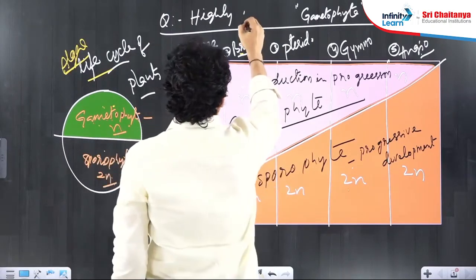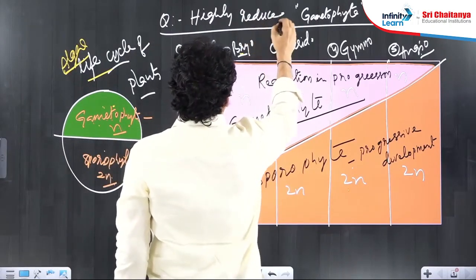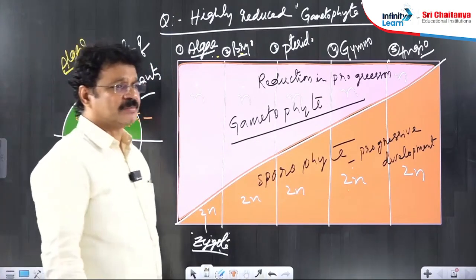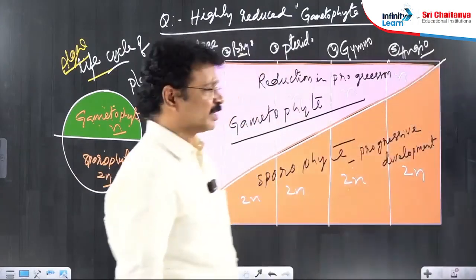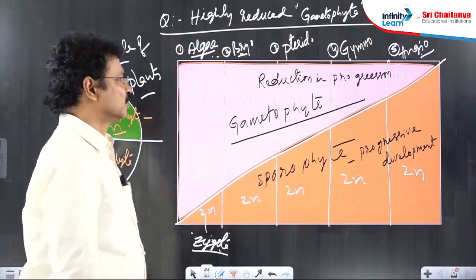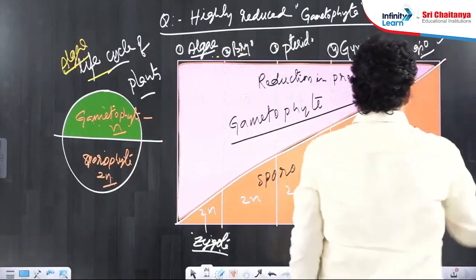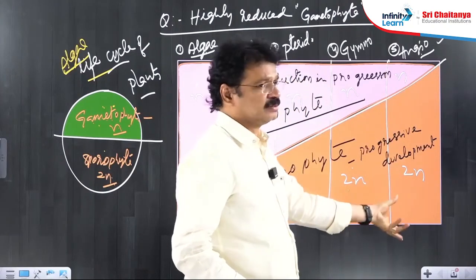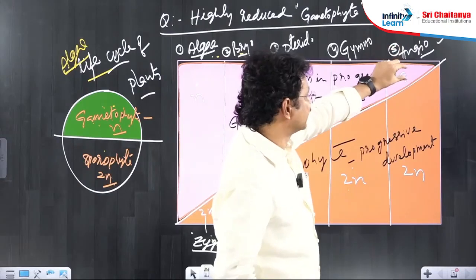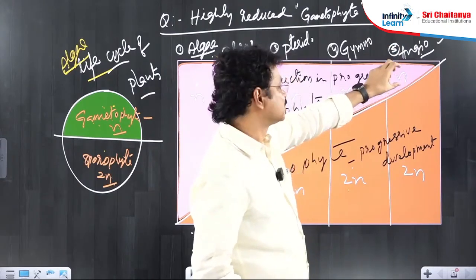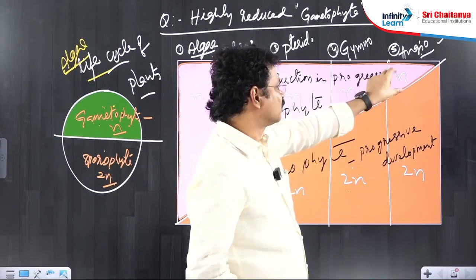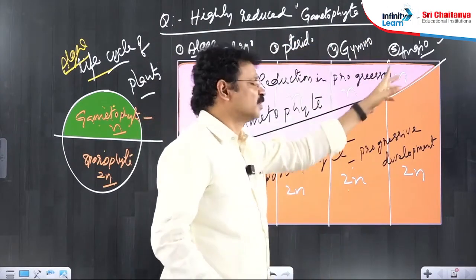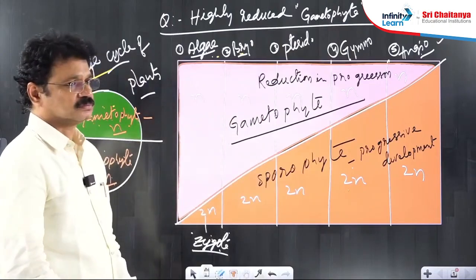Highly reduced gametophyte is present in. Good. The fifth one is the right answer. Observe here: the brown color portion occupies the maximum area, but this pinkish area is very small. It clearly explains that the gametophyte is highly reduced. Highly reduced gametophyte is found in angiosperms. Good.